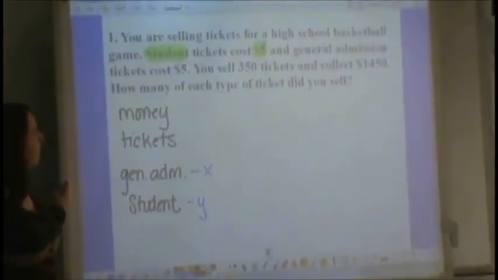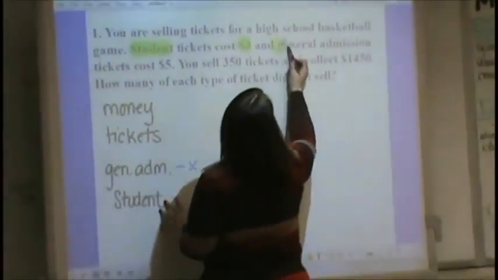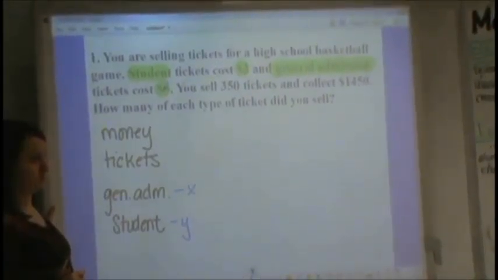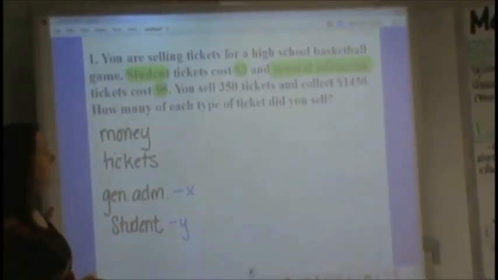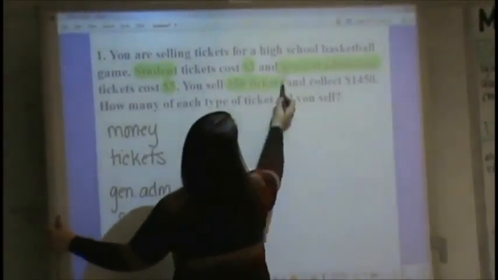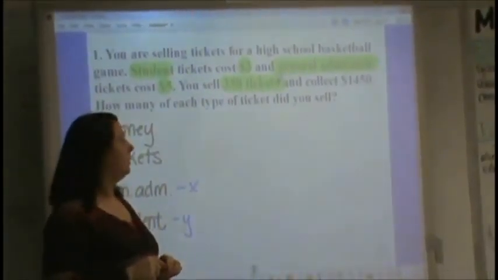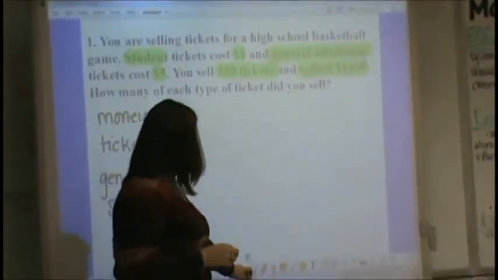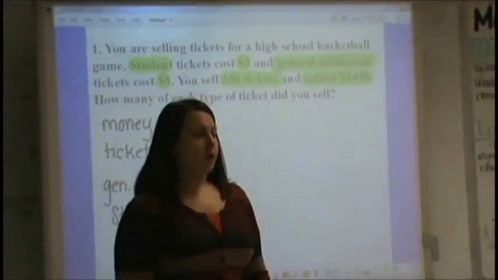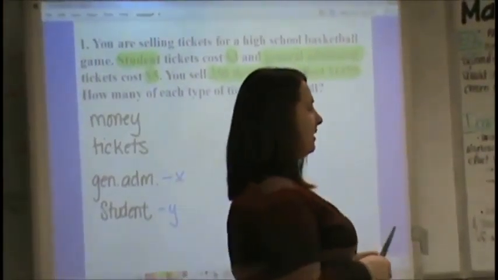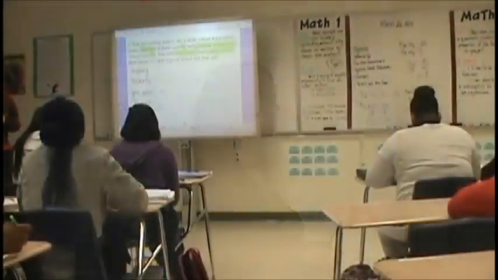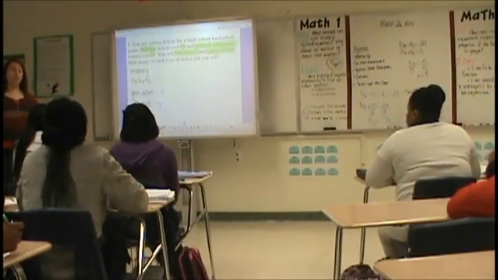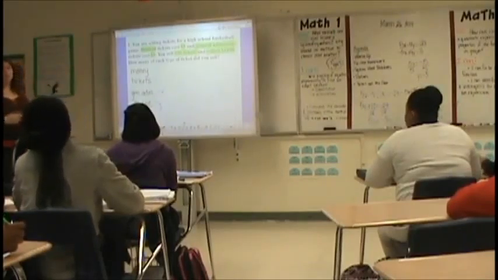What else does it say? General admission is $5. What else is important? You sell 350 tickets and you collect $1,450. Knowing that, how are we going to set up two equations? Are we going to go standard form, slope-intercept form? Do we know yet? We got to look at what it's asking us.